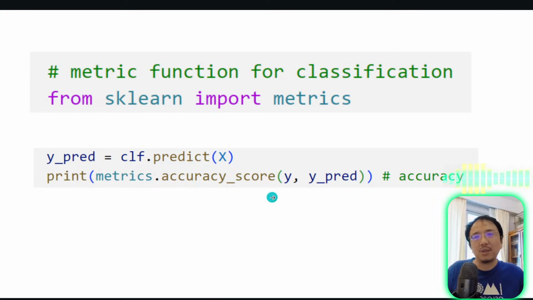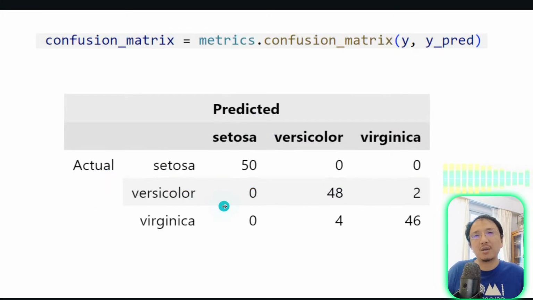Much easier to see the result, much easier. For example, first we get a prediction. And if we want to have the accuracy score, we simply call the metrics.accuracy_score and give it Y and Y prediction, and it will return the accuracy score.